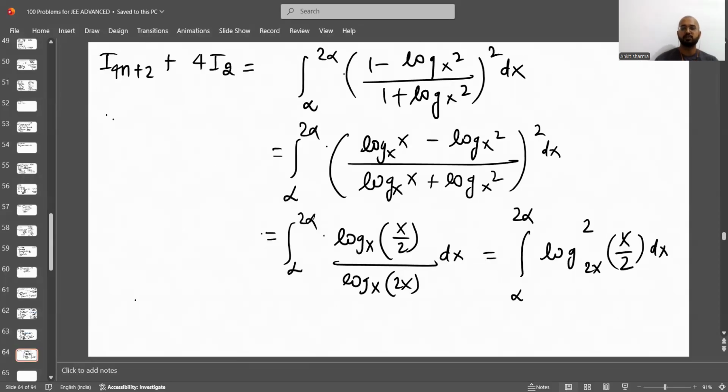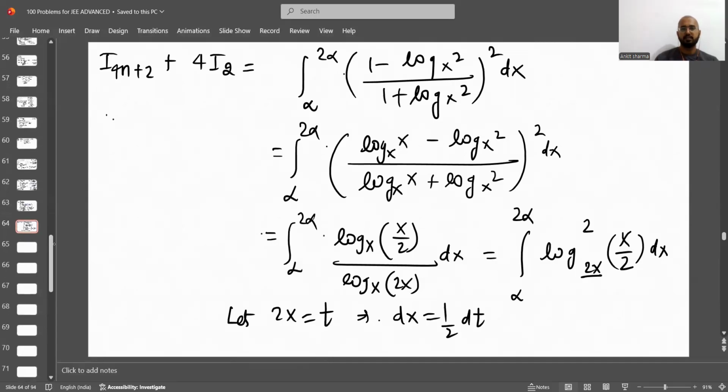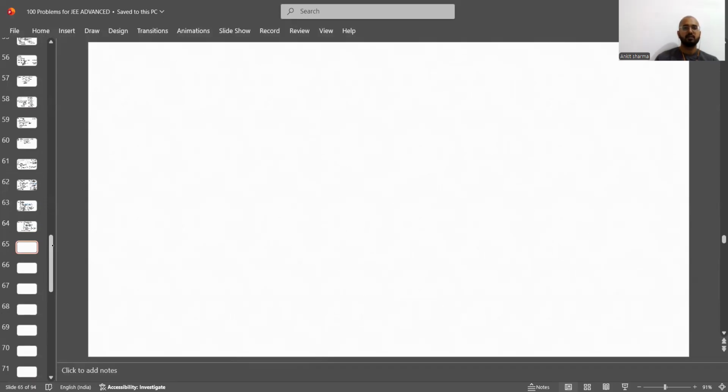Okay, so we need to make the substitution. So what we will do, we'll make the substitution. Since we want the base to be simplified, so I'll take 2x is equal to some t. So let 2x is equal to t. So this implies dx will be half of dt. So now my integration will be transformed into, instead of this is 2x, so when my x is alpha and 2 alpha, they will now be changed to 2 alpha and 4 alpha. So this will be 2 alpha and 4 alpha, and log is being squared.